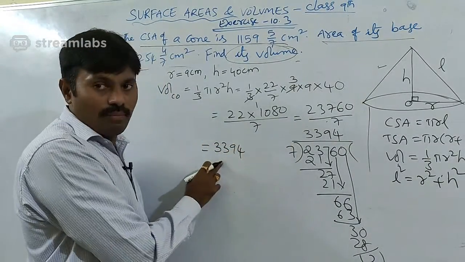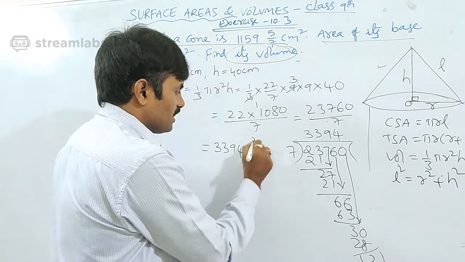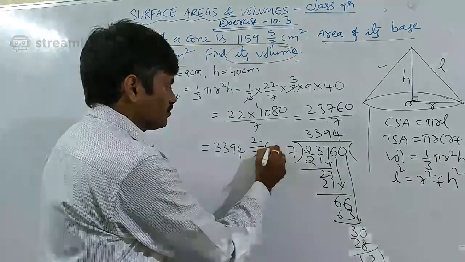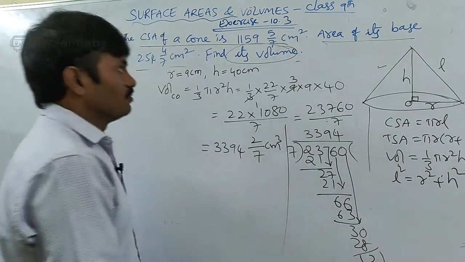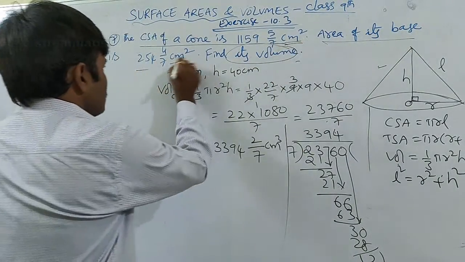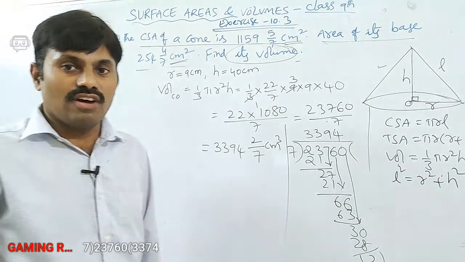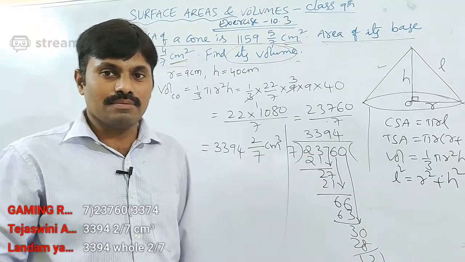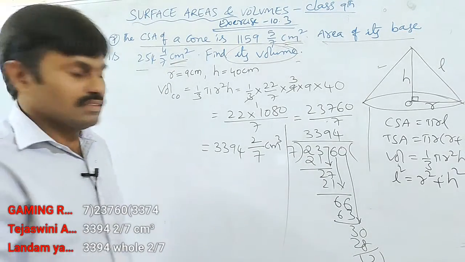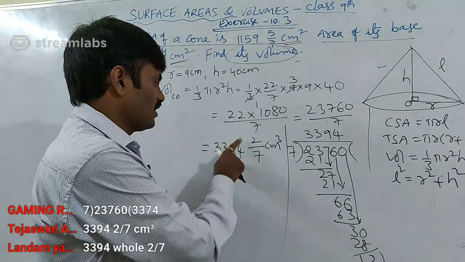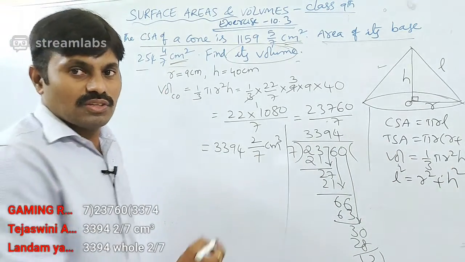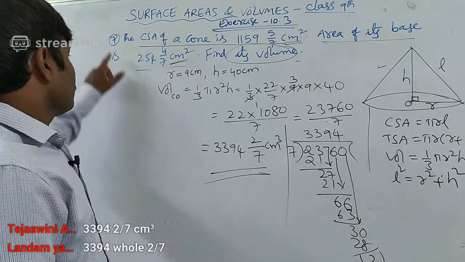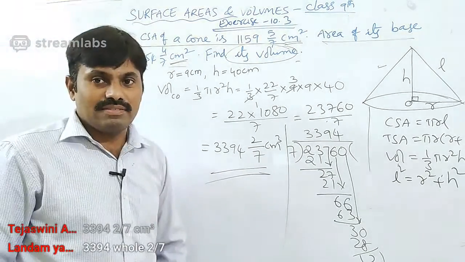So we write the quotient 3394 as the whole part, the remainder as the numerator and the divisor as the denominator. So this is the volume. The units of volume are cubic units, and since these are all in centimeters, the unit is centimeter cube or cubic centimeter. This is the whole part 3394 and 2 by 7 centimeter cube. So this is the way to solve this problem, and this is the solution of question number 7.